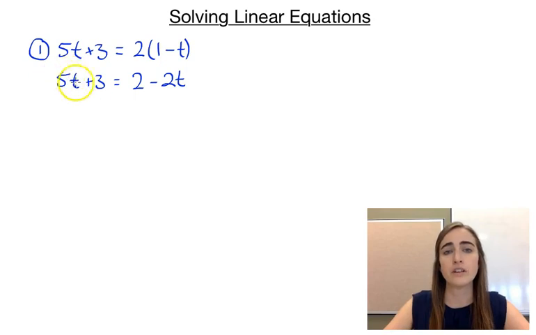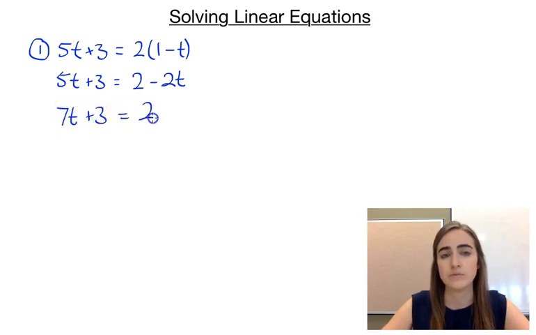Alright, now at the moment, we've got t's on both sides of that equation, and we don't really want that. So we want to get rid of all the t's on one side. Usually it's easiest to get rid of the smallest one, so we'll get rid of this minus 2t by adding 2t to both sides. So that would give us 7t + 3 = 2.